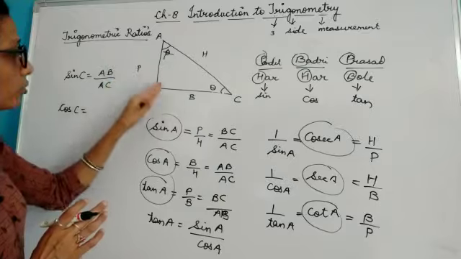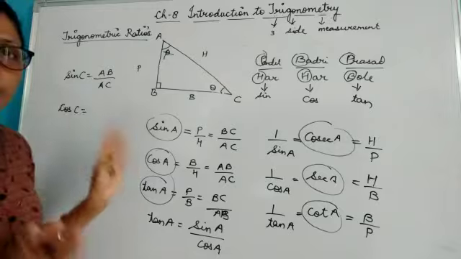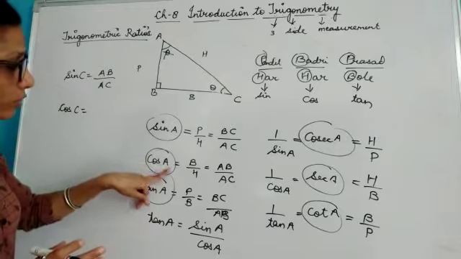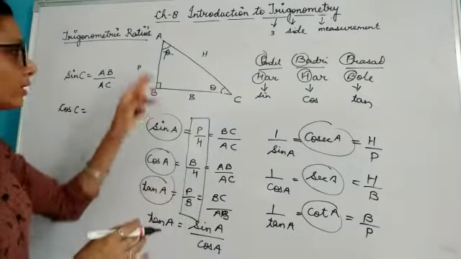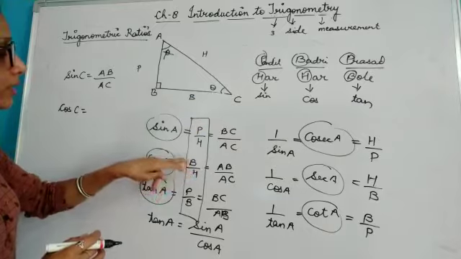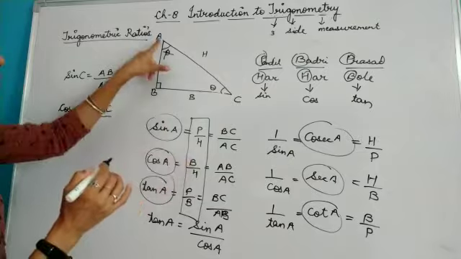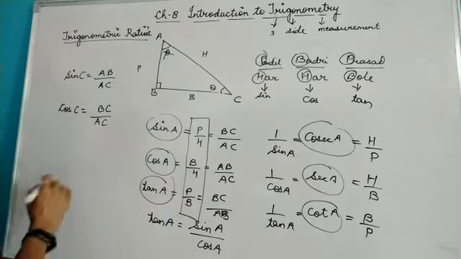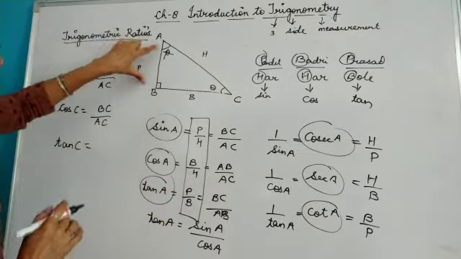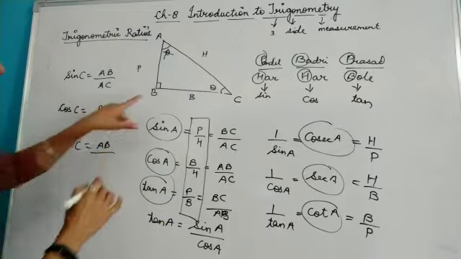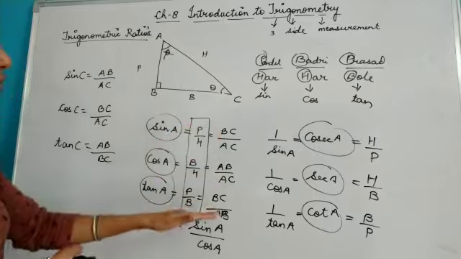That means according to the positions of perpendicular and base, the ratio of these sides will change accordingly. If I want to calculate cos A, it is B by H. These will always remain the same wherever you are taking theta, but then your B is here BC, so you will write BC by hypotenuse AC. If I want to calculate tan C, then it is P by B. Perpendicular is AB, and base is BC. So see the change in the ratios of the sides.